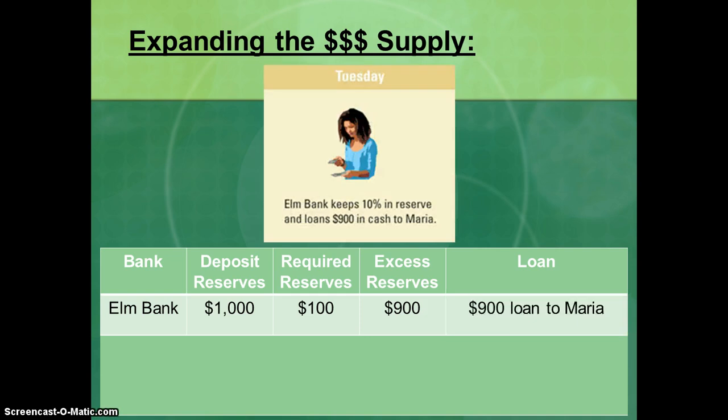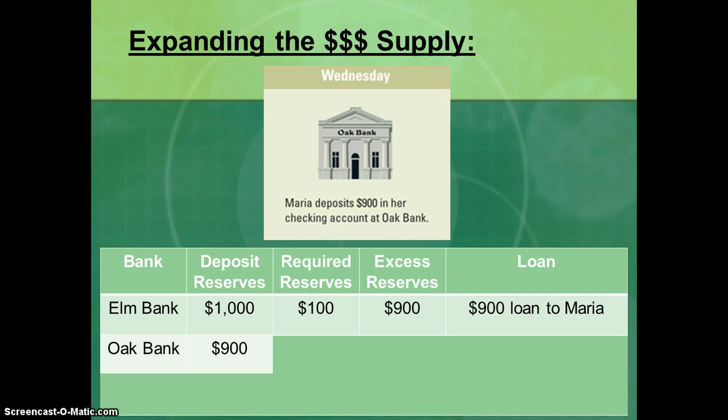So they loan that out to Maria. They keep their 10% reserve, or $100, and they loan the $900 cash to Maria on a Tuesday. Maria takes that $900 and deposits it in her checking account at Oak Bank. Oak Bank is again required to keep 10%, so they have to keep $90, which is 10% of $900, and they have $810 left over.